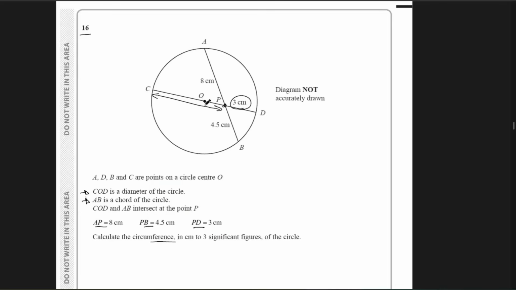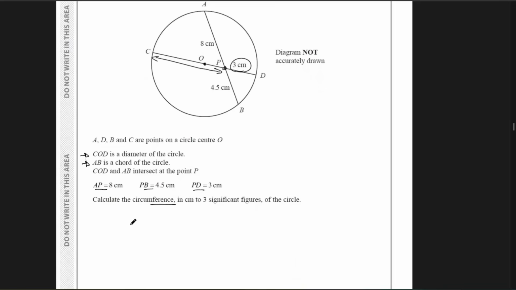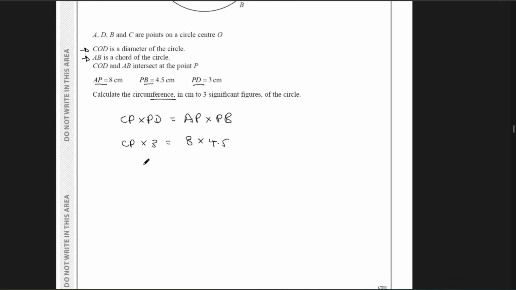So we can use intersecting chords theorem. If we have 2 chords intersecting within a circle, we can say CP times PD is equal to AP times PB. So we know 3 out of these. So CP times PD is 3 equals AP is 8 times PB is 4.5. So we can solve CP from here. CP is equal to 8 times 4.5 divided by 3. That gives us 12. So CP is equal to 12.